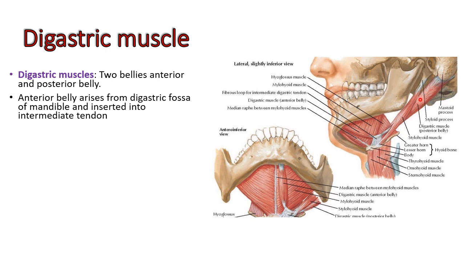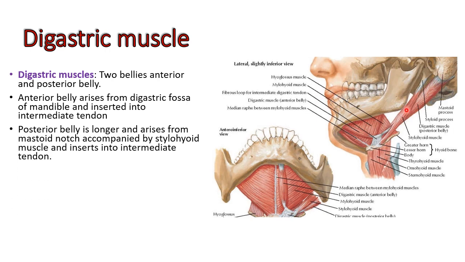The posterior belly of the digastric, you are able to see here, arises deep to the mastoid process, from the mastoid notch, and again gets inserted into the intermediate tendon. The posterior belly is longer than the anterior belly, and you can see coming in close proximity with the posterior belly is the stylohyoid muscle, which runs from the styloid process to the hyoid bone. The stylohyoid muscle splits to transmit the tendon of the posterior belly.